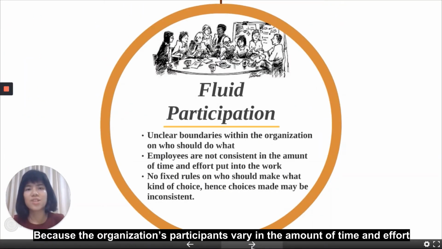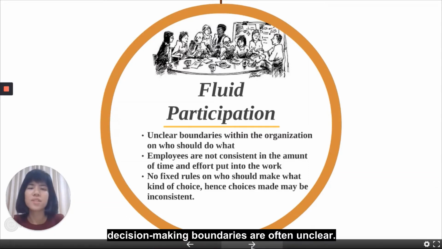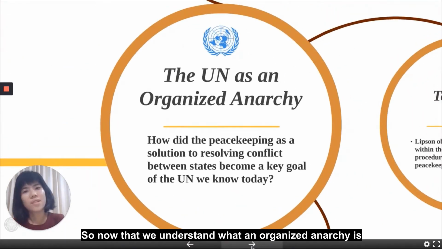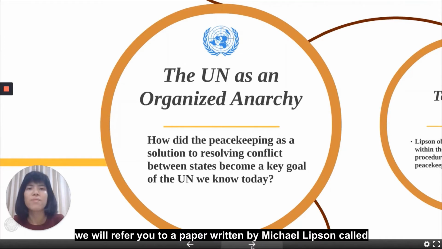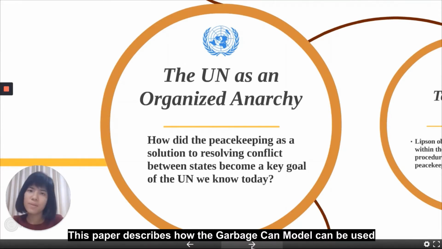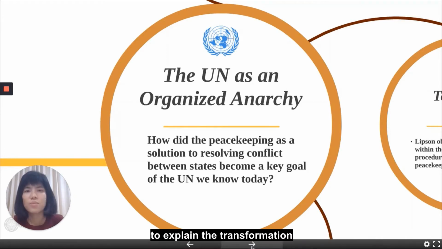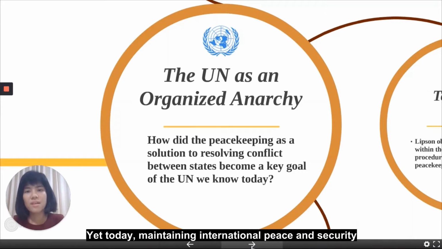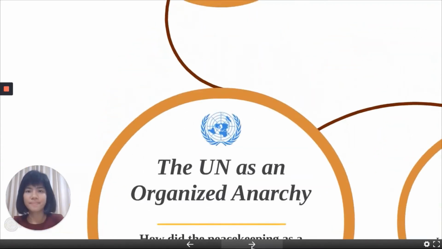Because the organization's participants vary in the amount of time and effort that they commit to different domains, decision-making boundaries are often unclear. So now that we understand what an organized anarchy is, we'll refer you to a paper written by Michael Lipson called The Garbage Can Model of UN Peacekeeping. This paper describes how the garbage can model can be used to explain the transformation of the importance of peacekeeping, which was once not considered an appropriate solution to resolving conflicts between states. Yet today, maintaining international peace and security has become one of the key goals of the UN.